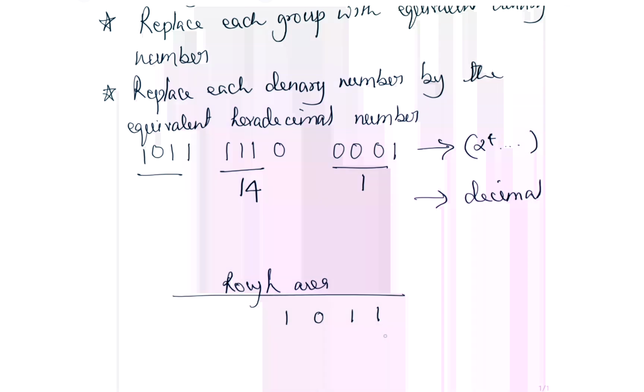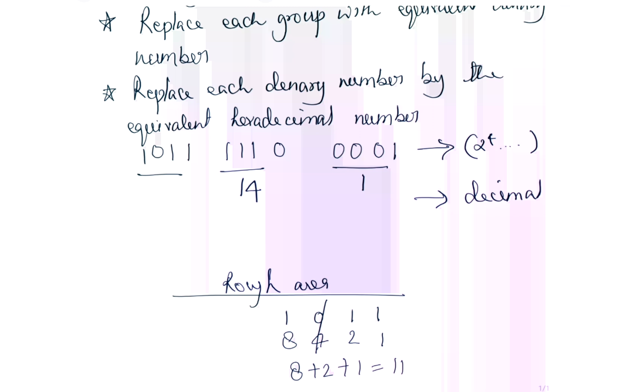1011. This is 2 to the power 0, which is 1, 2, 4, and 8. This is going to be 0. So this gives us 8 plus 2 plus 1, which is 11. So now we have got the decimal equivalent. Let's put the hexadecimal. So that's our last step over here. Hexadecimal.